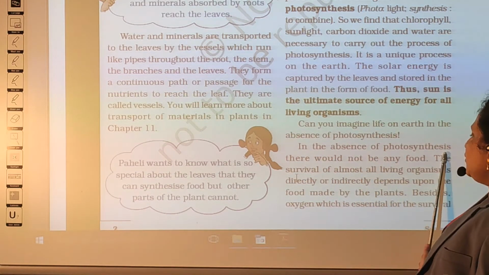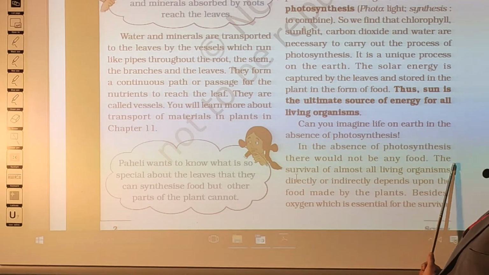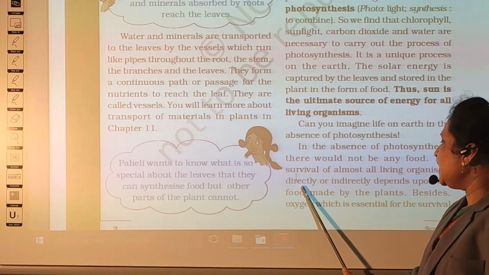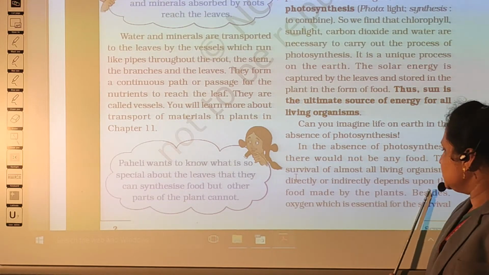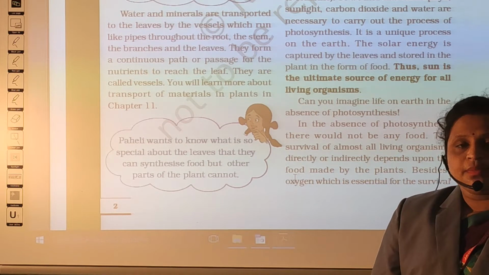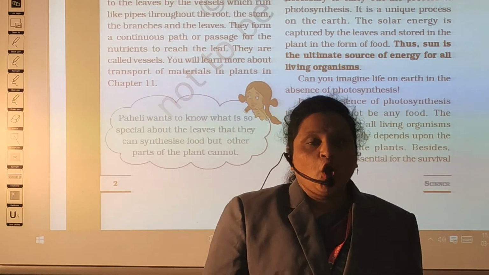In the absence of photosynthesis, there would be no food. The survival of almost all living organisms directly or indirectly depends on the plants. Why? Because some animals are herbivores, some animals are carnivores, and some animals are omnivores.